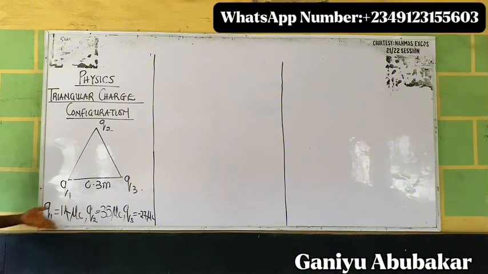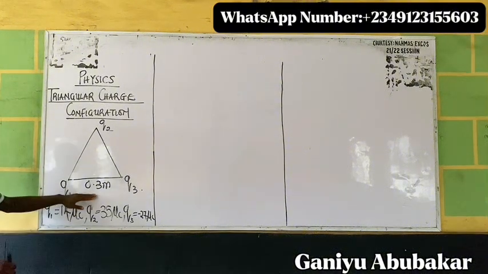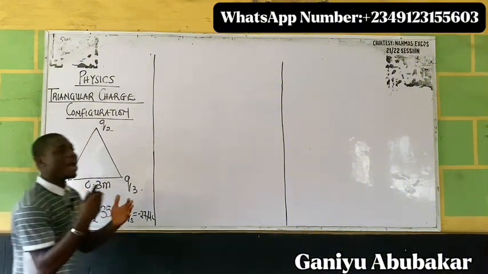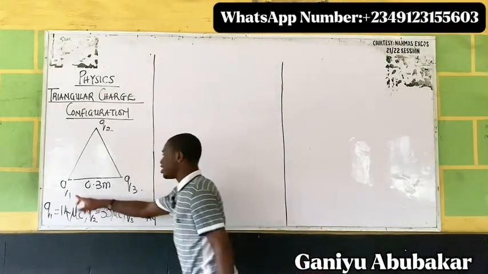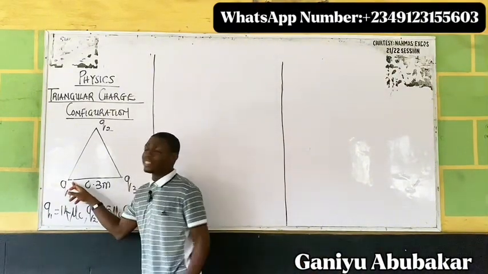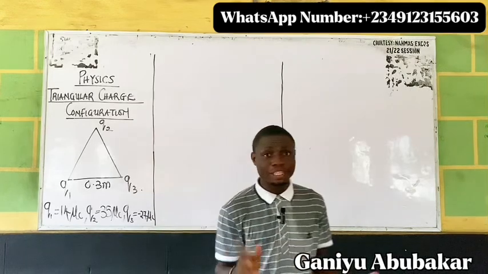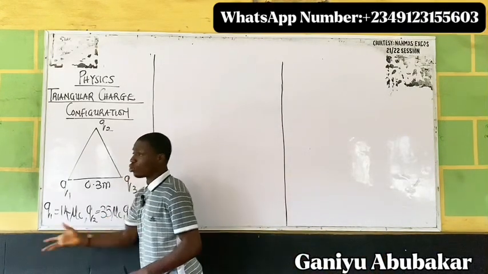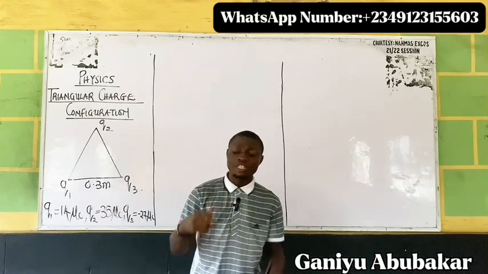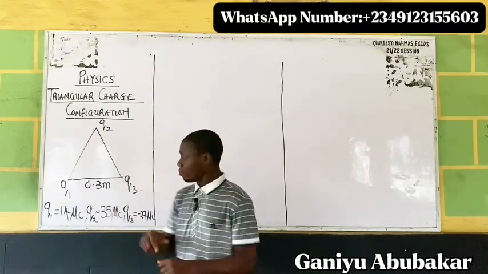All right. So I have my charges here, and I have the distance here. I have a diagram here. We are asked to find the resultant force at charge Q1. So it means I'm looking for F1 resultant. That's the meaning. At charge Q1, that is your F1 resultant. So I'm asked to find the resultant force at charge Q1.